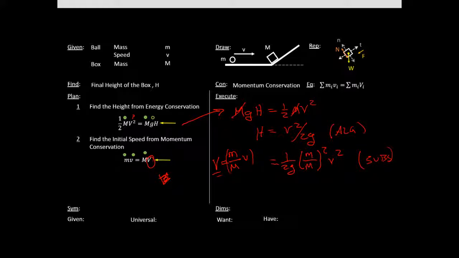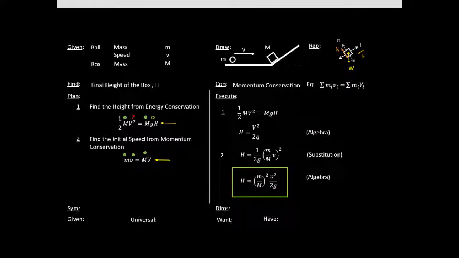And I would say that's pretty close to done. Maybe I'd prefer to do something like this just to make it look a little bit nicer. Small mass of the ball divided by the mass of the block squared times v squared over 2g. And so that could be my answer right there. That's my solution.